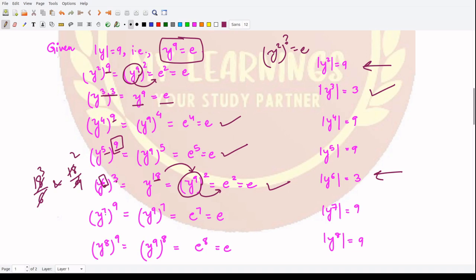For 7, we do not have any common multiple with 9. Therefore in this case you only have to take the power as 9. Hence the order here is 9. What about 8 and 9? Again, nothing common in between, hence the order here is 9, correct?